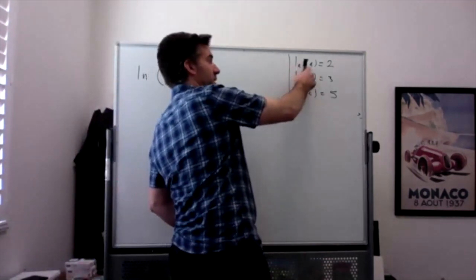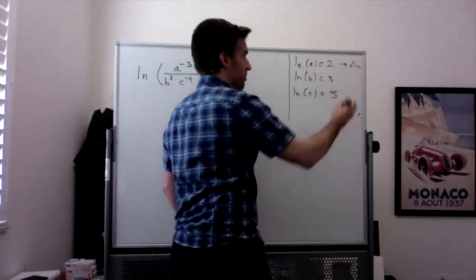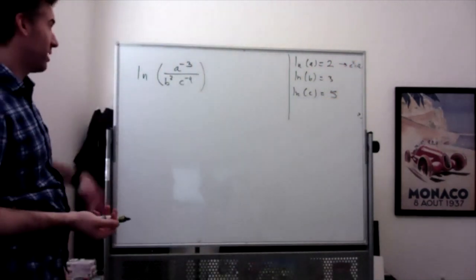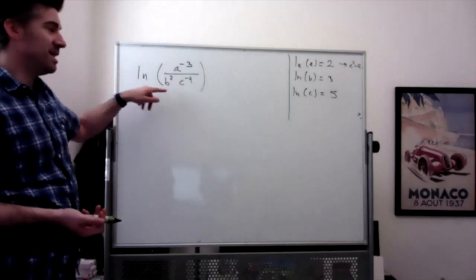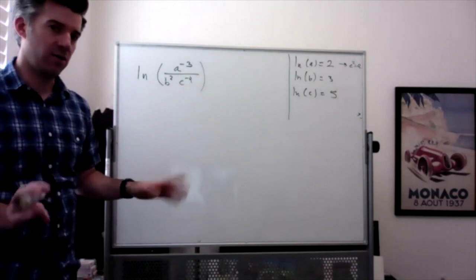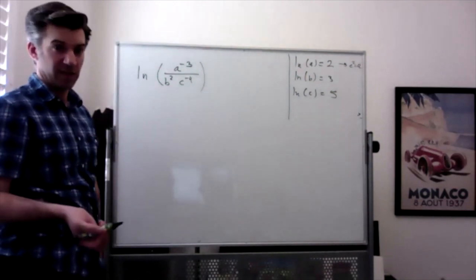If log base e of a equals 2, it does mean that e to the second power is equal to a. So if you really wanted to plug in for a, b, and c right away, you could plug in e squared for a, and e cubed for b, and e to the fifth for c. But that is not the point at all. The point for all these problems is to use the rules of logarithms to break things up.